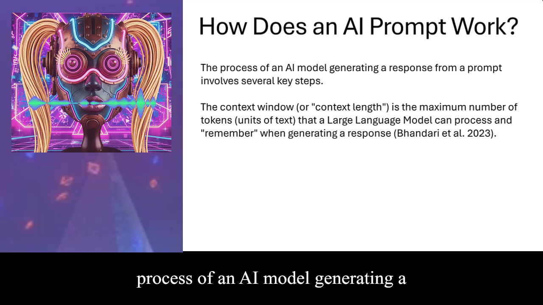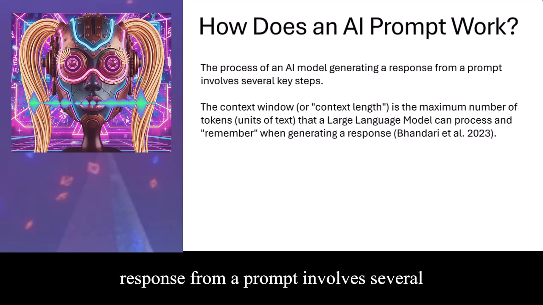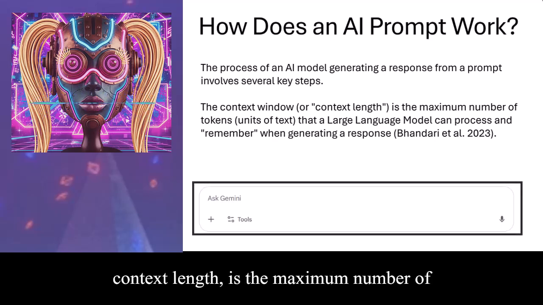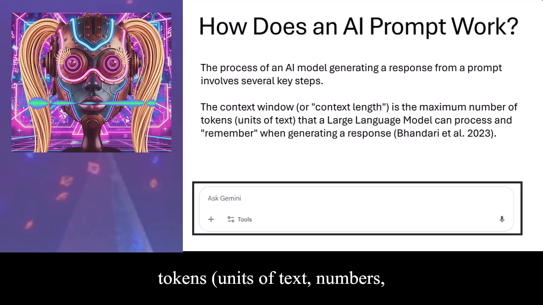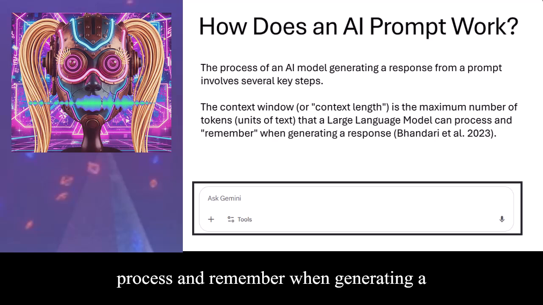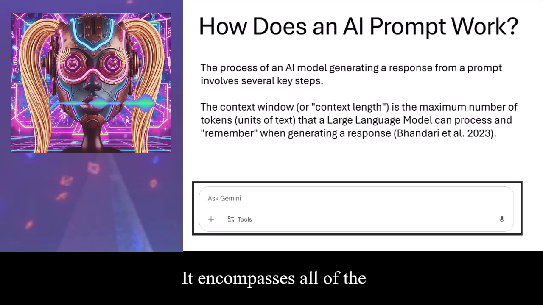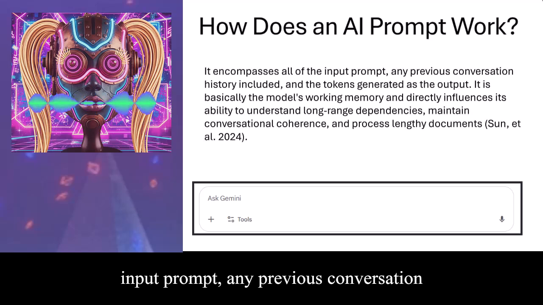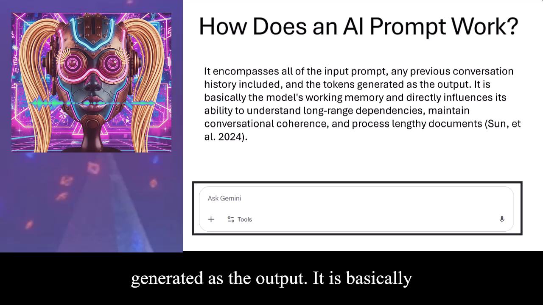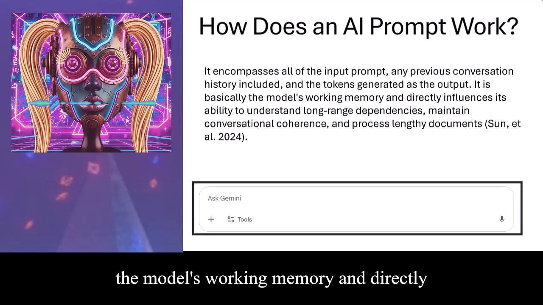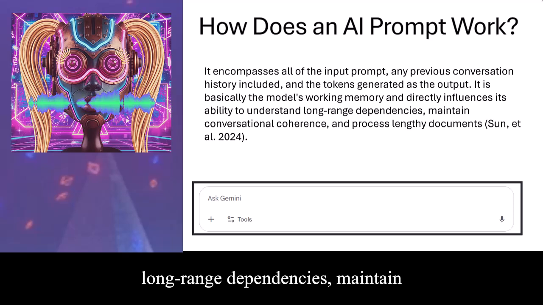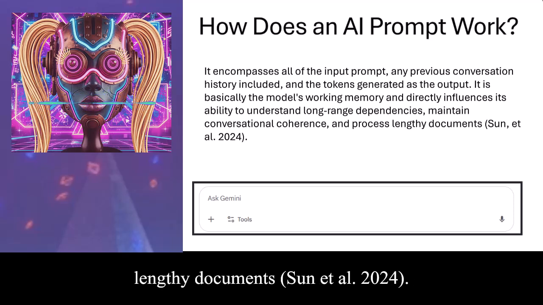The process of an AI model generating a response from a prompt involves several key steps. The context window, or context length, is the maximum number of tokens, units of text, numbers, etc., that a large language model can process and remember when generating a response. Bundari, et al. 2023. It encompasses all of the input prompt, any previous conversation history included, and the tokens generated as the output. It is basically the model's working memory and directly influences its ability to understand long-range dependencies, maintain conversational coherence, and process lengthy documents.